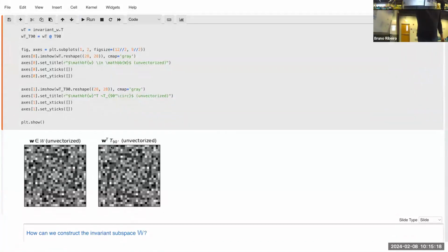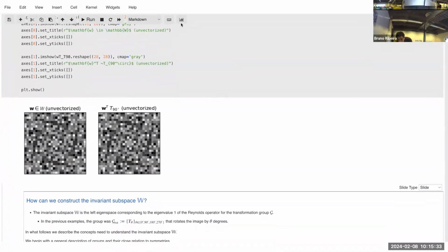So this is my W, my weight vector, and this is the weight vector multiplied by the transformation. You can see that it doesn't change, right? It has the property we want.